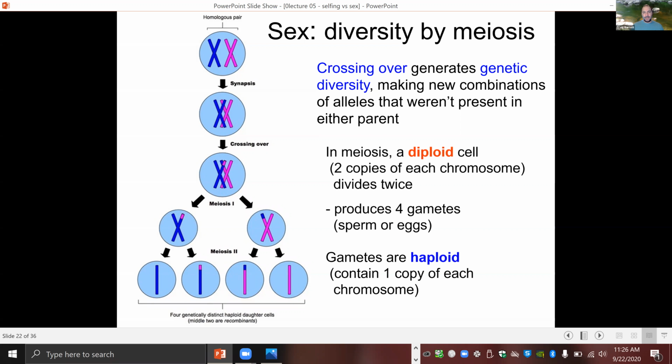Okay. So in meiosis, a diploid cell, where there are two copies of each chromosome, divides twice and produces 4 gametes, sperm or eggs, pollen or ovules when we talk about plants. The gametes are haploid, of course. They're the reduced gametes, and then they recombine during synapsis to form zygotes.